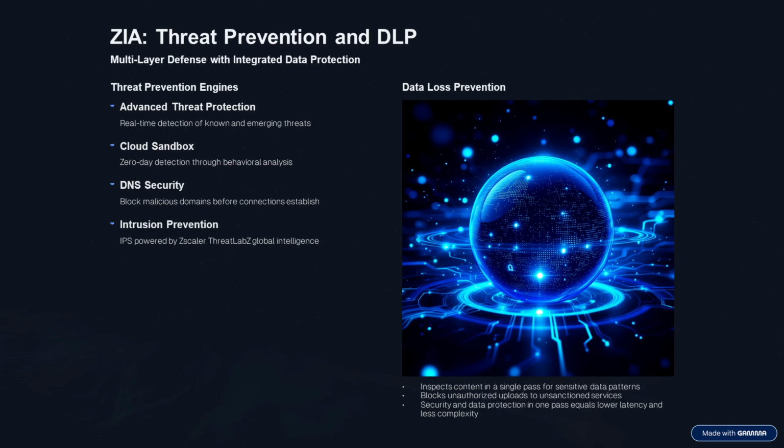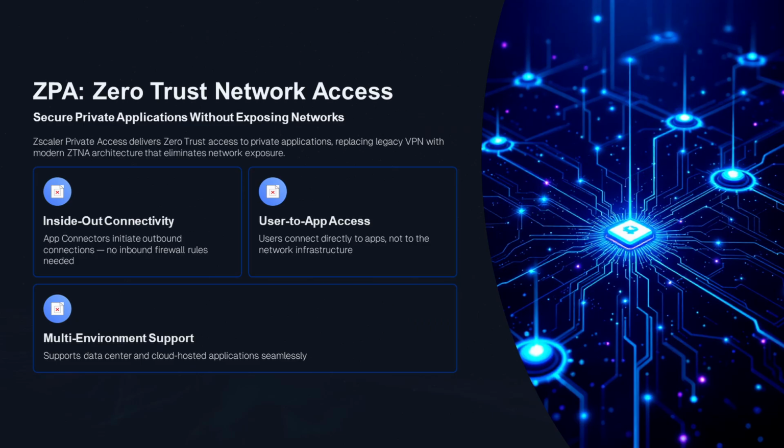One inspection pass. Comprehensive security and compliance. Now let's talk about ZPA, Zscaler Private Access. If ZIA is about securing what goes out to the internet, ZPA is about securing access to what lives inside your organization. Private applications in your data center, private cloud environments, or any internal system.